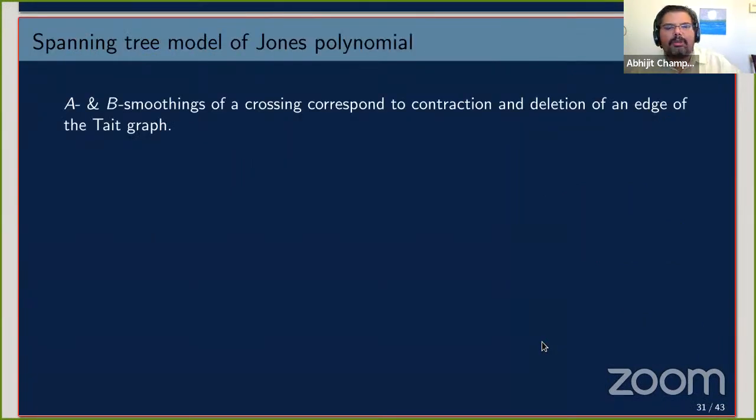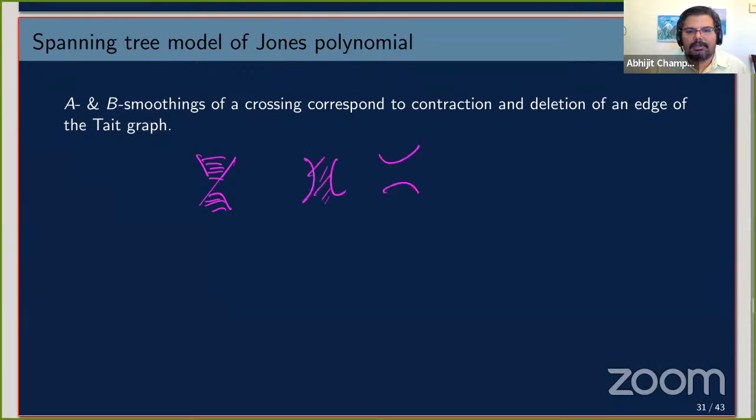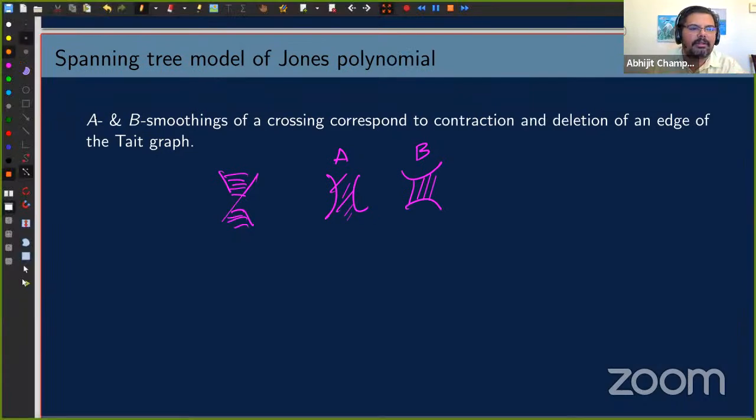In the few minutes I'm remaining, let me quickly go through how you can recover the Jones polynomial using spanning trees. So if you look at what our smoothings are doing, this is your A and this is your B smoothing, and if you now look at your Tait graph, which has an edge like this, what happens? Of course, there is more going on here. What happens over here? You're contracting the edge. This edge is just contracted over here. And here you are altogether deleting the edge.